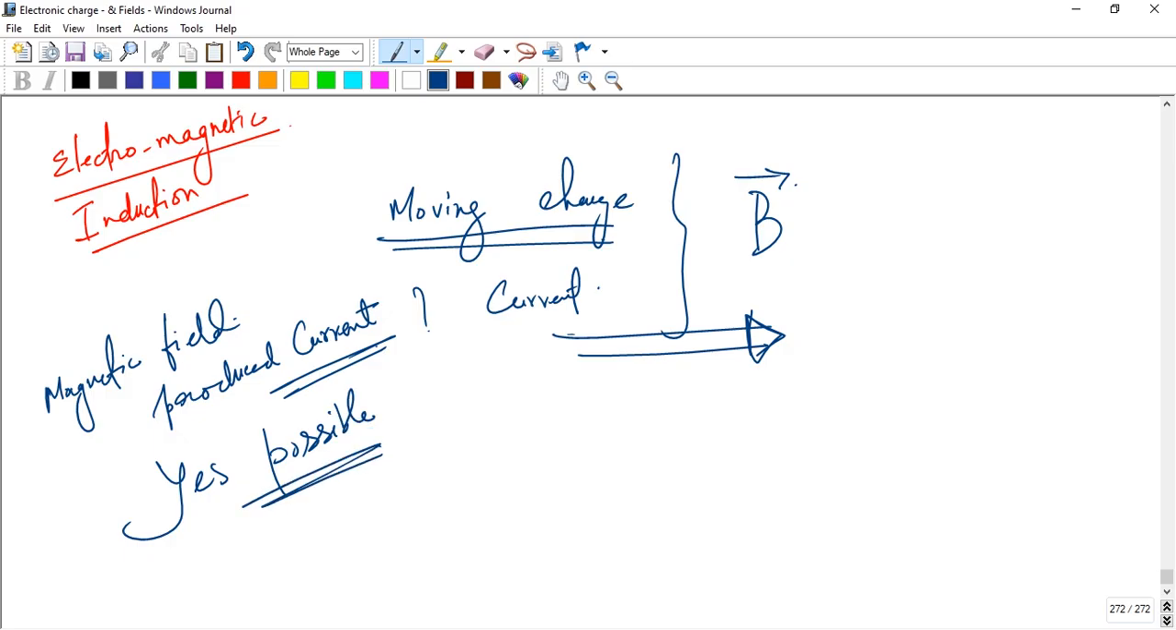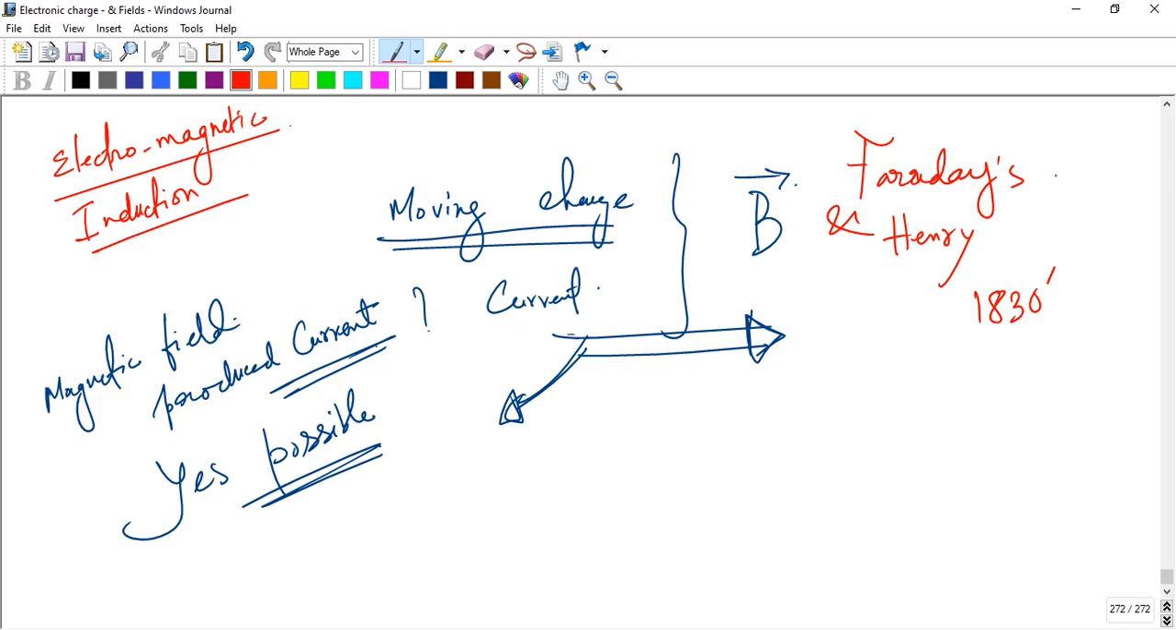In England, Michael Faraday, and in USA, Joseph Henry, in 1830 experimented and satisfied themselves that the reverse is possible. The converse effect is possible. They found that current is generated by a varying magnetic field.